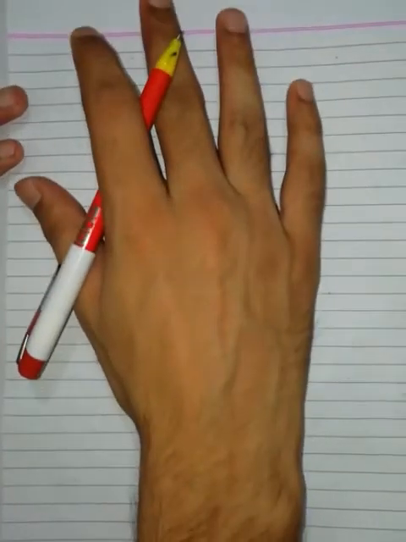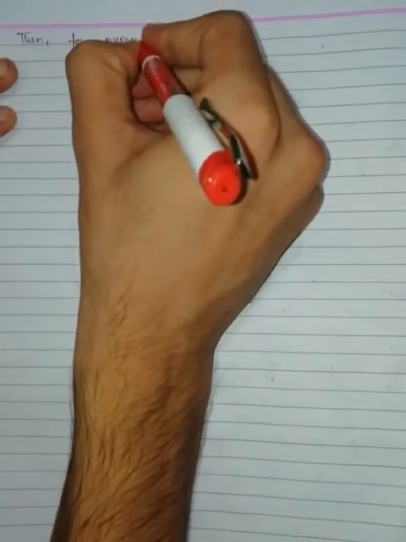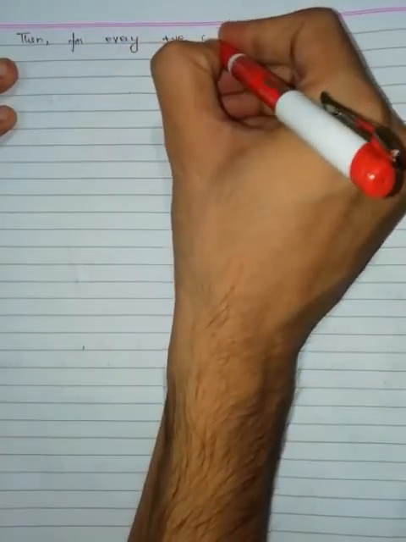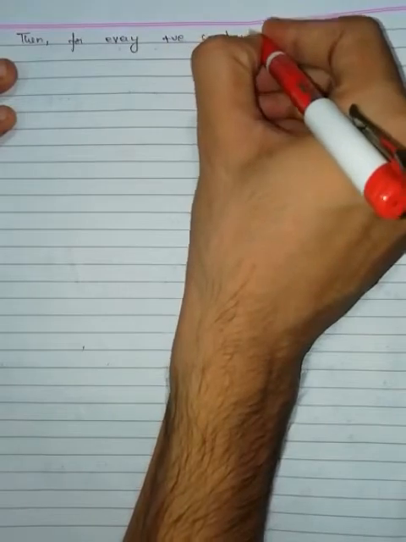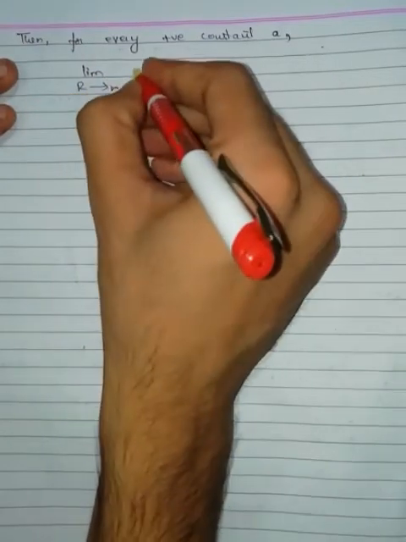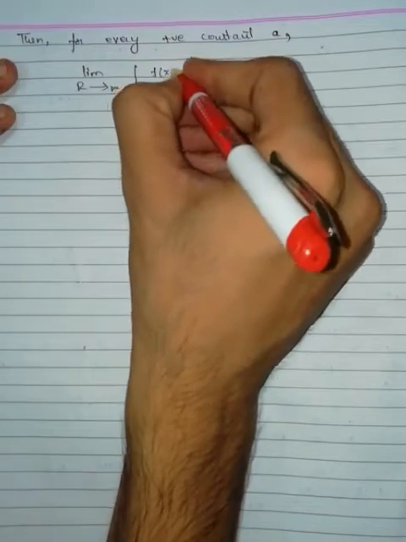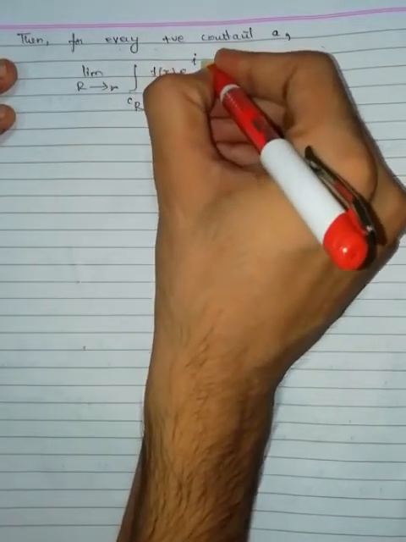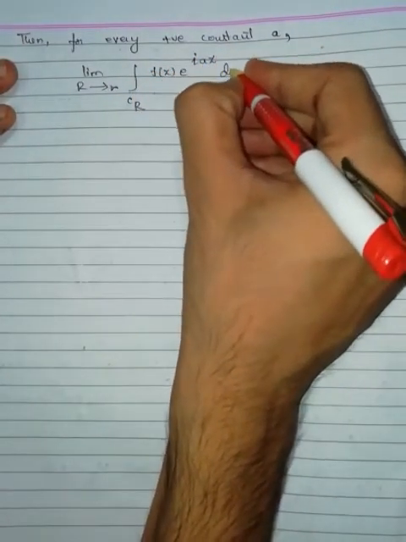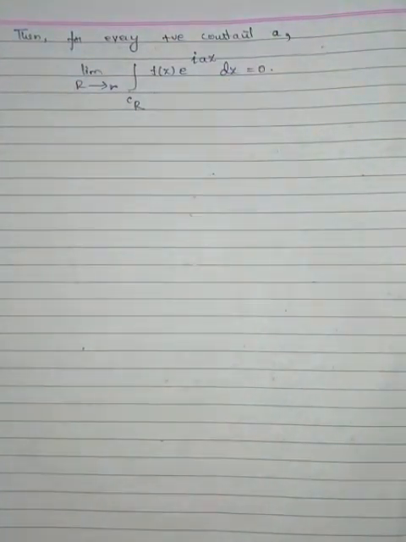then for every positive constant A, limit R tends to infinity integration over CR f of z into e to the power of iota Az dz is equal to 0. This one we have to prove. What is the given statement?